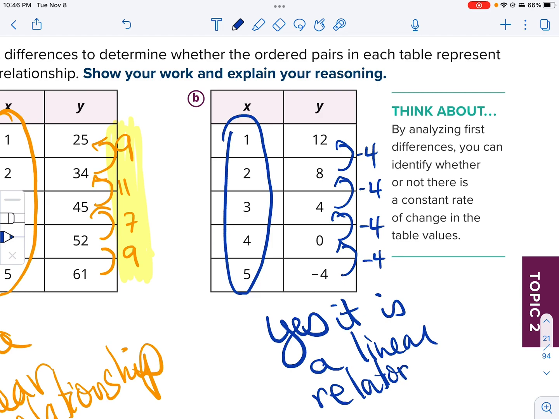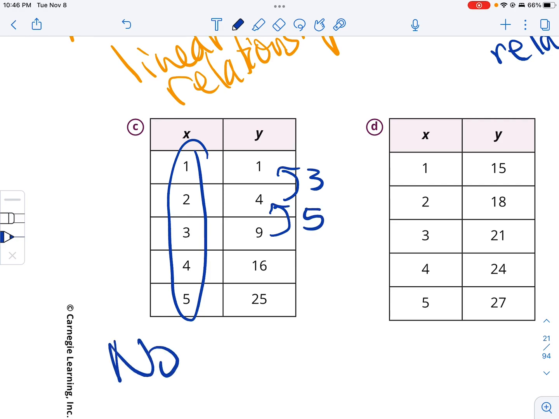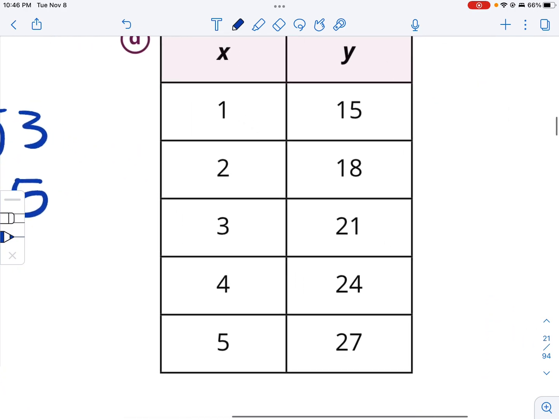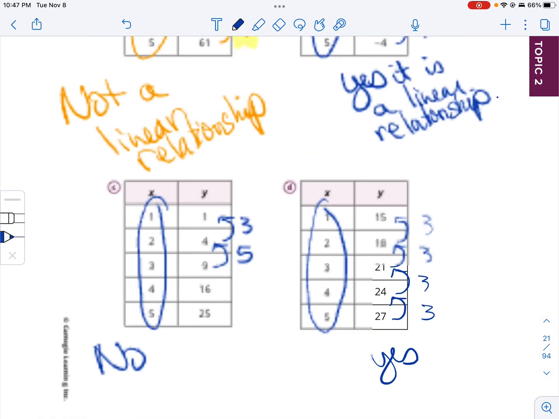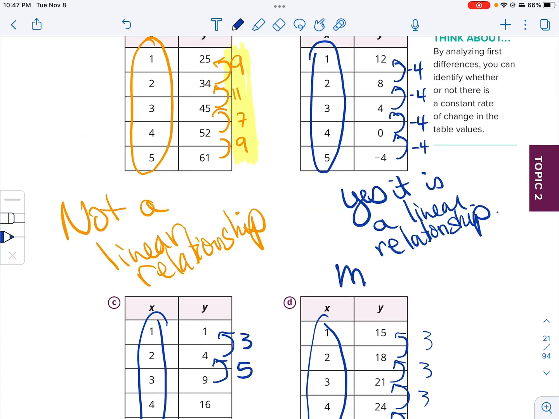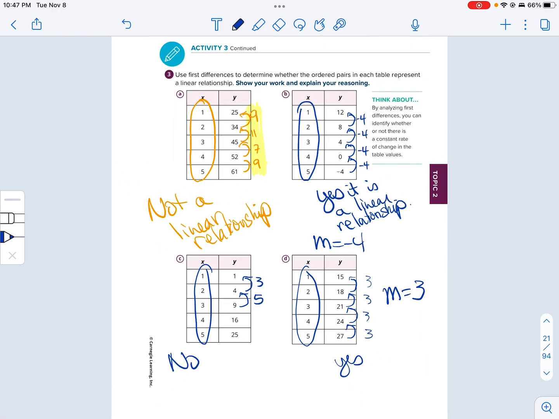Okay. Let's look at this one. Again, it goes by ones. So from here to here, that would be 3. From here to here, that's 5. So no. And then we look at this last one. Again, these are firsts. So I subtract here. That gets me 3, gets me 3, gets me 3, gets me 3. So yes. So on the two that are yes, the slope for this one would have been -4, and the slope for this one would have been 3. Okay.